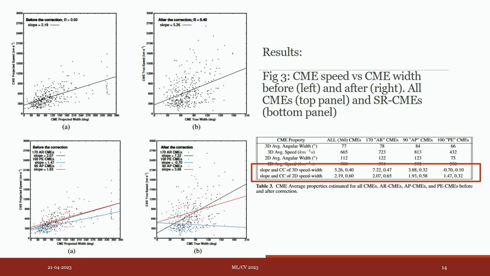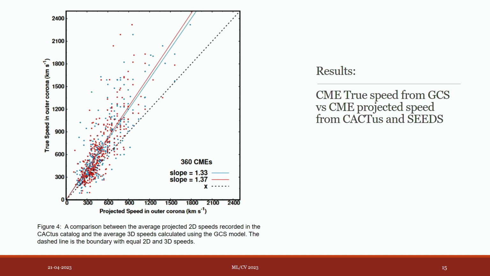Right here, we show different parameters and their correlation coefficients. This is the final plot of the study, which compares the true speed in the outer corona with the projected speeds. Not many papers have this plot. I guess 2 or 3 papers have got this plot, but with 50 or 60 events.